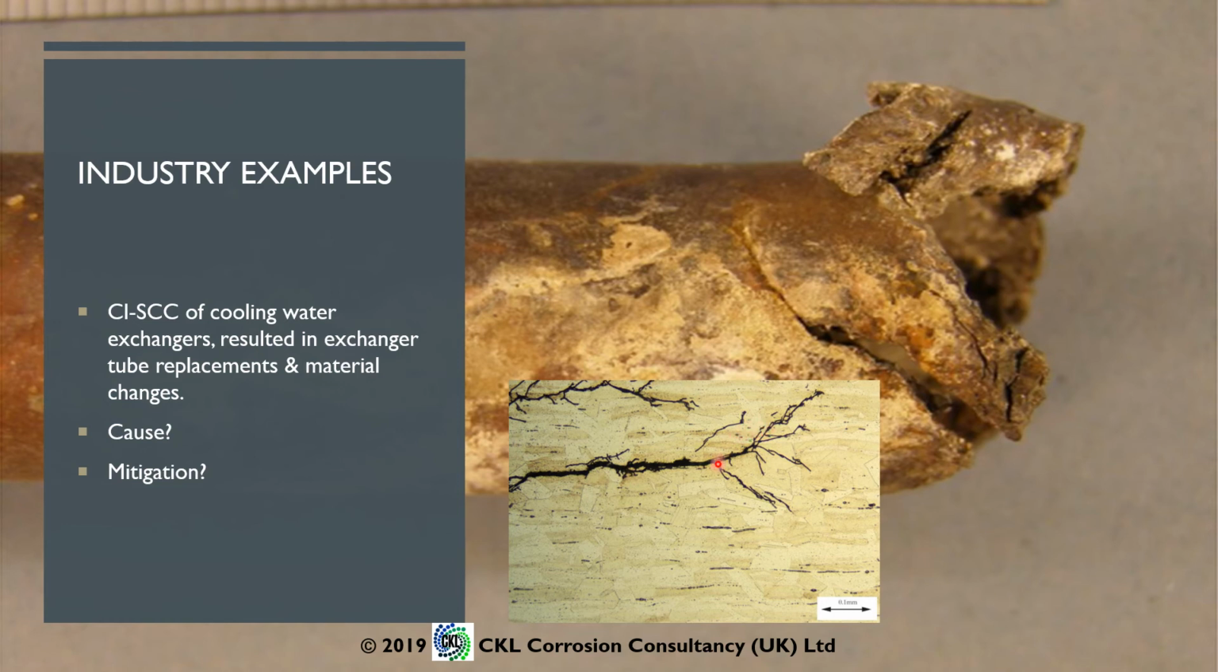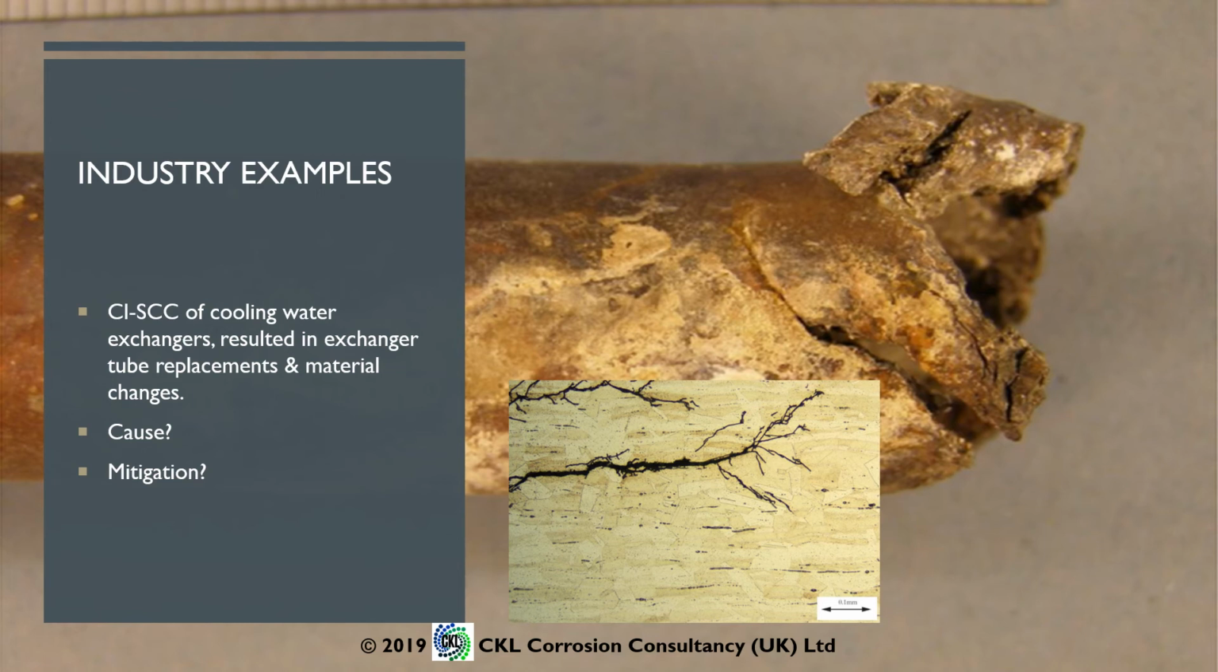Now, they're transgranular in nature. That's what you typically see as opposed to intergranular. You do get intergranular stress corrosion cracking, but that's normally when a material has been sensitized, and we can come on to that a little bit more when we get into the mechanism specifics.